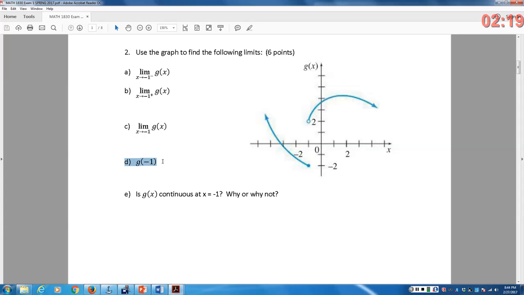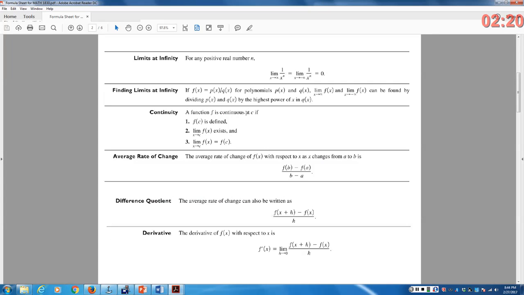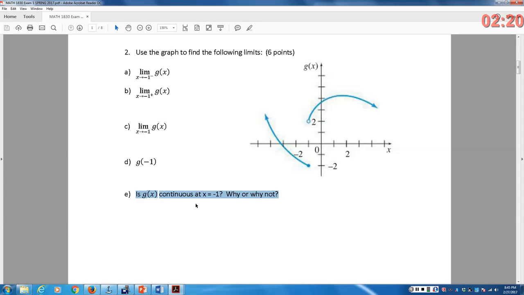And then I ask you at this point, what was g of negative 1? And I was surprised at the number of people that told me it was 2. Because it's not, it's negative 2. And then when I ask you, is g of x continuous at x equals negative 1? Continuity: a function f is continuous at a number if f of c is defined. Okay, yes, it was. f of negative 1 was negative 2. If the limit as x approaches that number exists, it did not. So the answer to this question was no, it is not continuous, and it's not because it jumps or because you had to pick up your pencil. It's because the limit in part C did not exist. Okay? That was the reason.